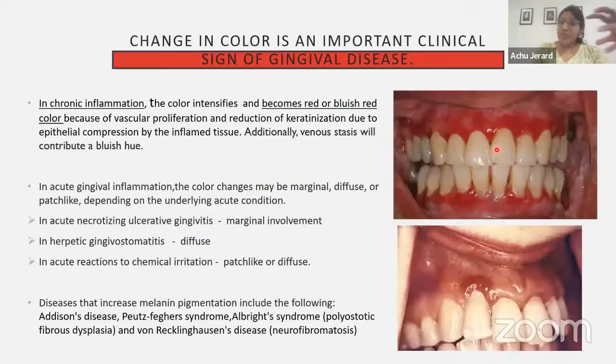Now, in the case of chronic inflammatory condition, this coral pink changes to reddish or bluish in color because of the same reasons which I've told you. The vascularity increases, inflammation increases, and there is a bluish hue when there is venous stasis. So it is the same thing.